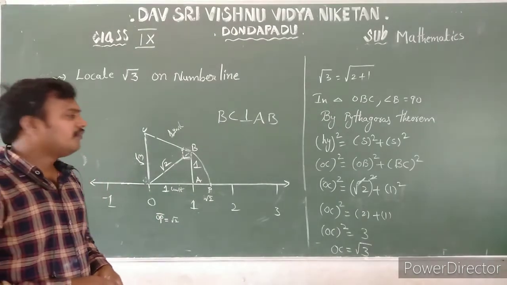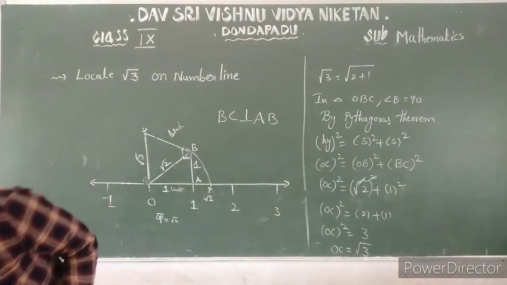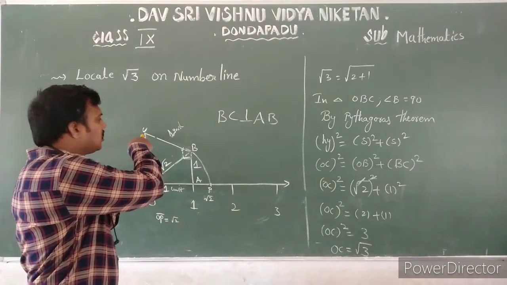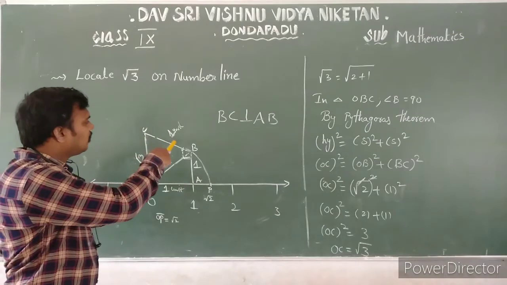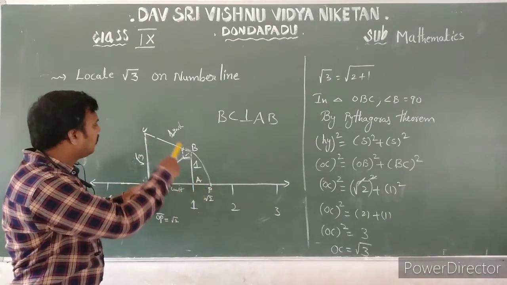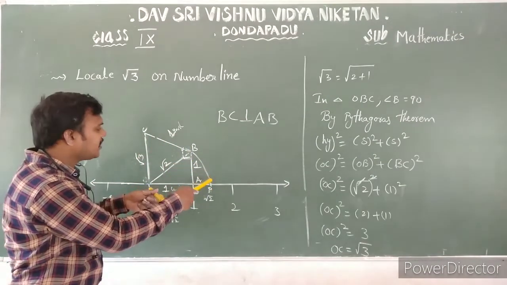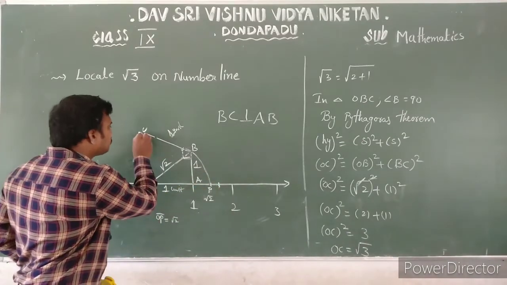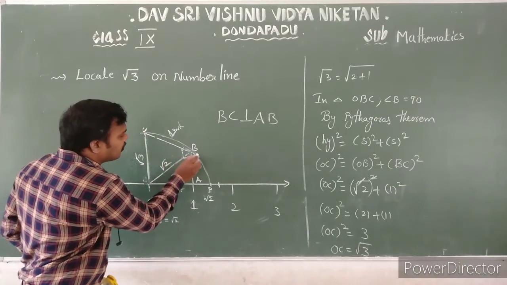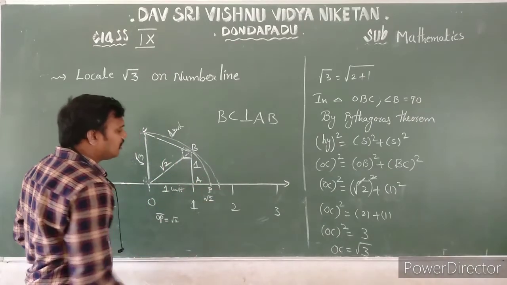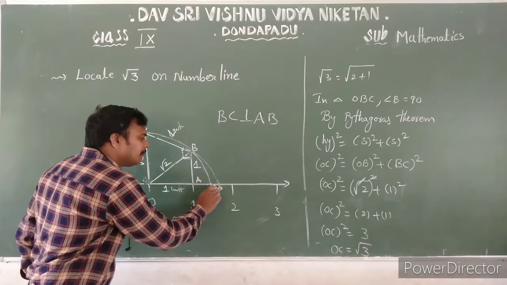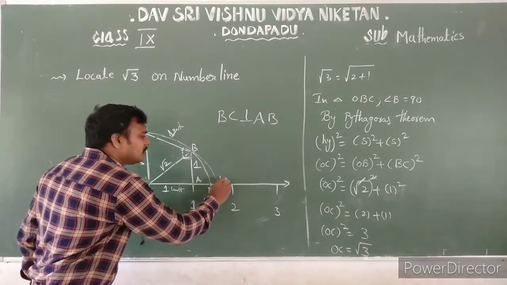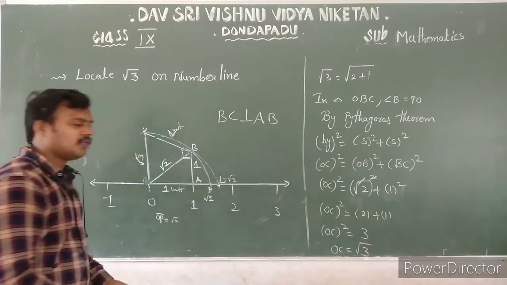Now we are going to take a compass and take OC as radius, and draw an arc. On the right side of zero we will get the root 3 value. We draw an arc that intersects the number line. Just locate the point L. So that is the value of root 3.